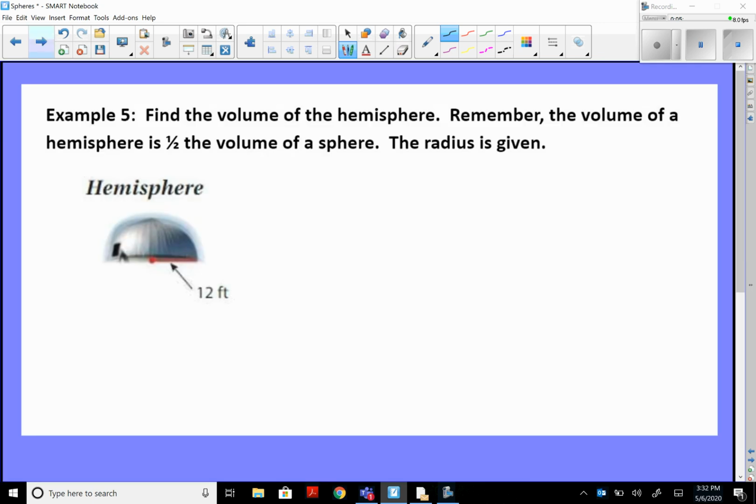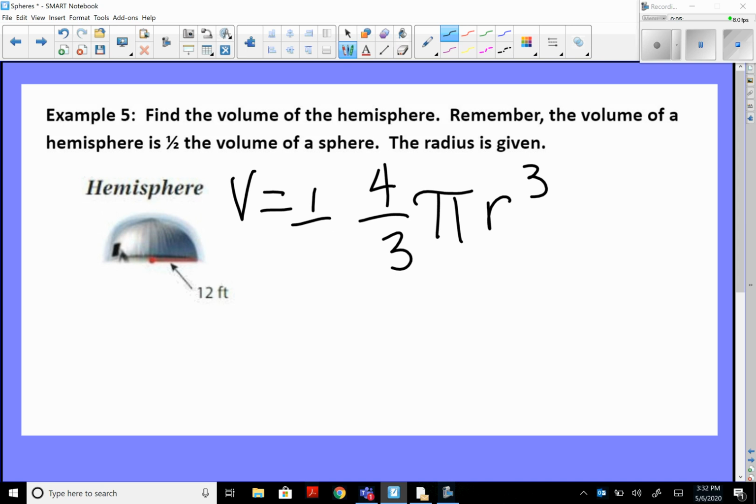Okay, we're going to do one more example together, except this example is actually a hemisphere. So the only difference between, sorry about my little one screaming, the only difference between a hemisphere and a sphere is that a hemisphere is exactly half the volume of a sphere. So all I have to do is take that formula for finding the volume of a sphere, and now I'm going to go ahead and just multiply that by a half. So I'm putting times a half out front.